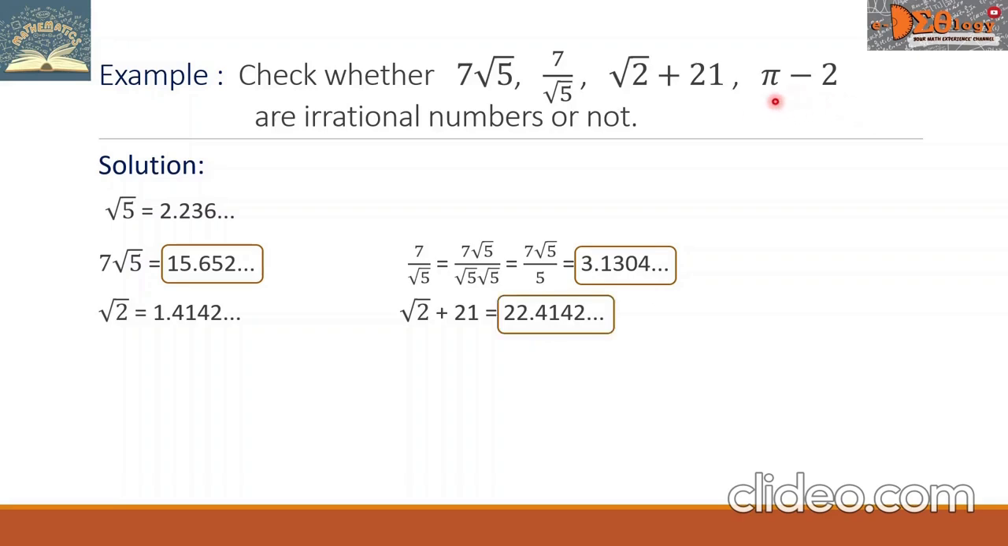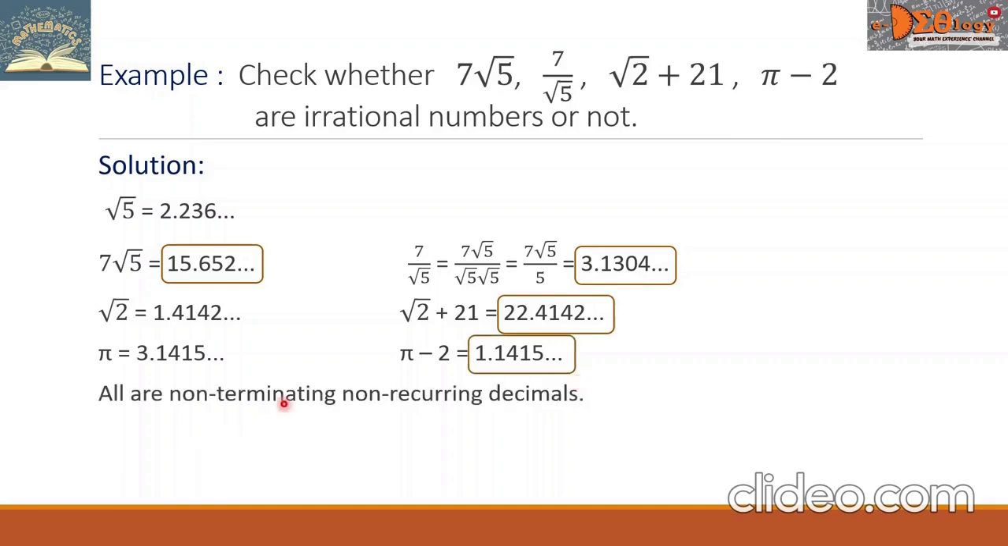Next is the pi minus 2. Let's begin with the irrational number pi. And the value is 3.1415 and so on. Then we subtract by 2. And the value now is 1.1415 and so on. All the values are non-terminating, non-recurring decimals. So, all these are irrational numbers.